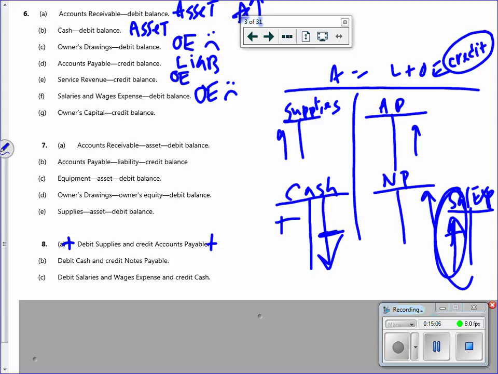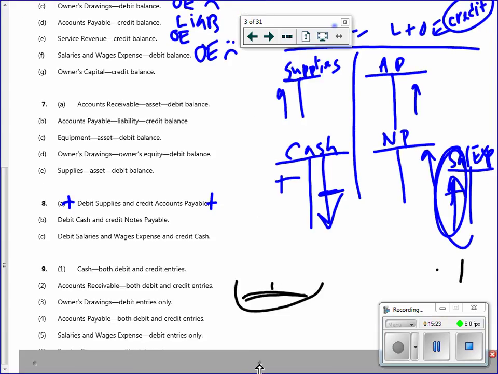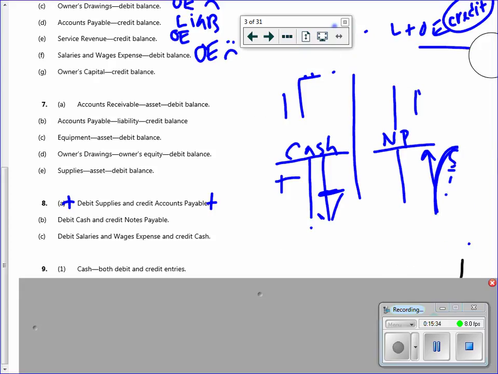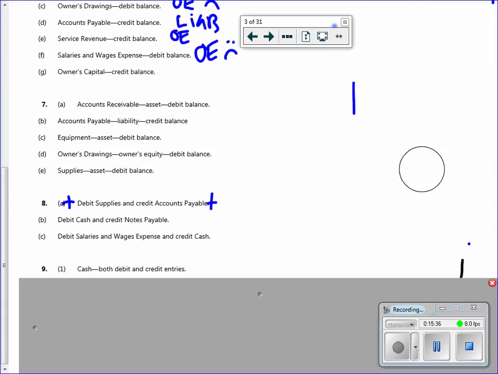Last one, number 9. Indicate whether the following accounts generally will have debit entries only, credit entries only, or both. I like this question a lot. Let me scroll. Why will you see cash having both debit and credit entries? Does cash come in? Jenna. You can get money, the debit, or you can spend money, which is the credit.